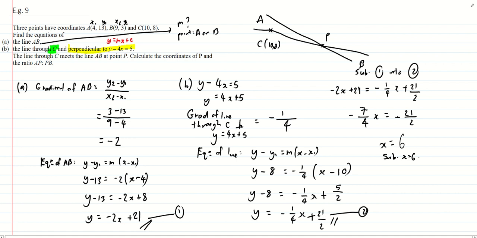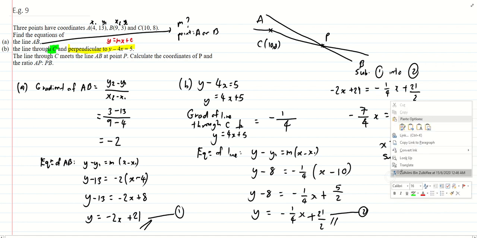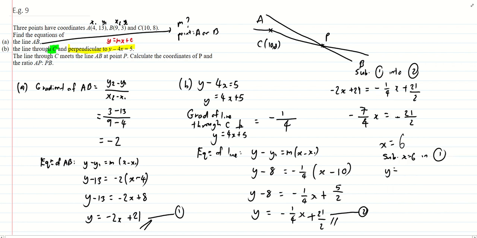Okay, so then I need to sub x equals 6 into any of the equations. So let's choose equation 1. So y equals negative 2 bracket 6 plus 21. So y equals 9. So I have now point P is given by (6, 9).